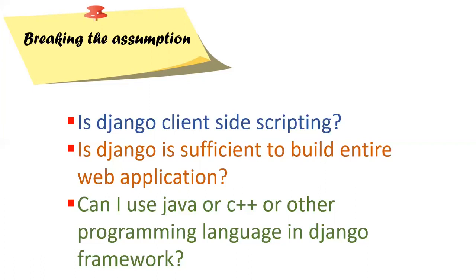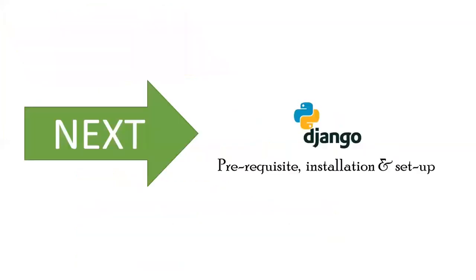Can I use Java, C++, C#, or any other programming language in the Django framework? No, you cannot use that. Django is only for the Python programming language. You cannot use any other programming languages. You have other frameworks for other programming languages. Okay. The next video I'm going to cover is prerequisites.